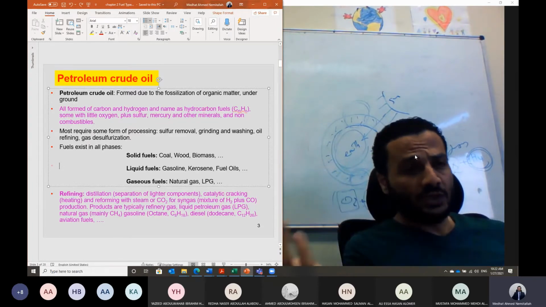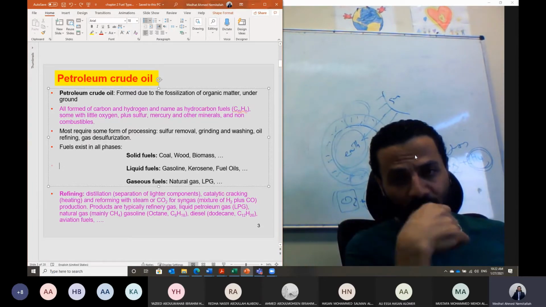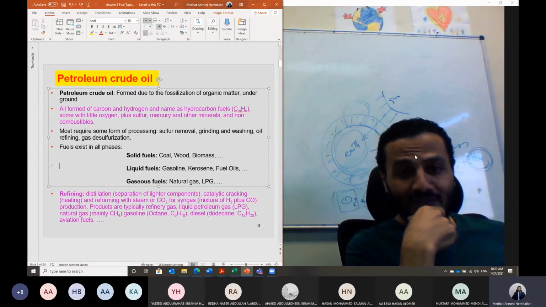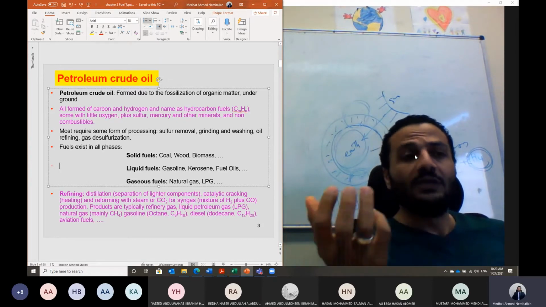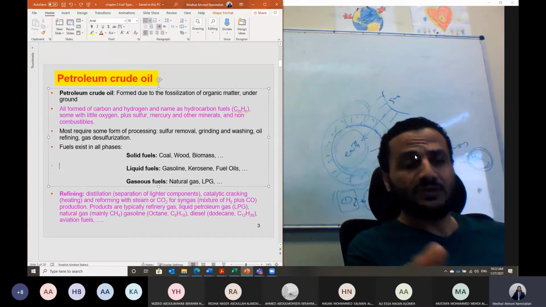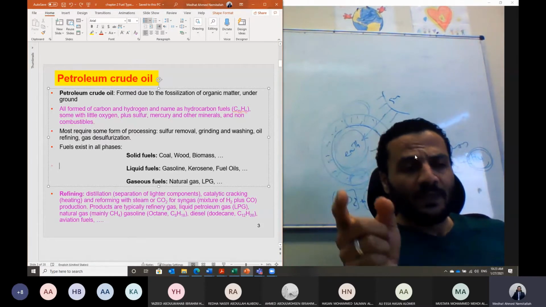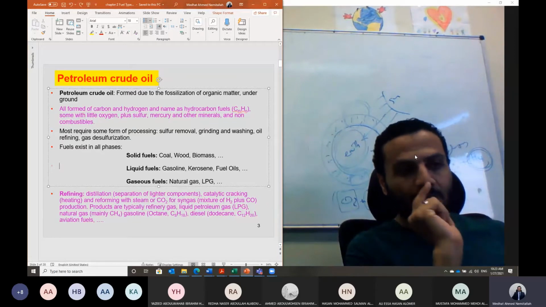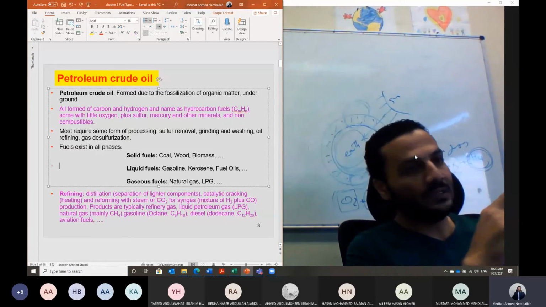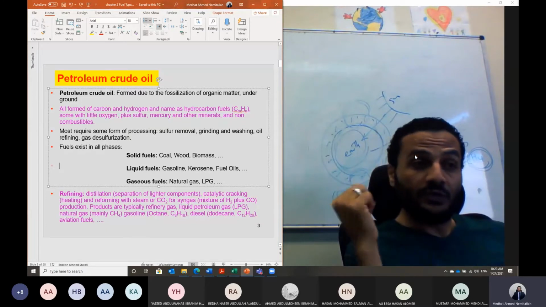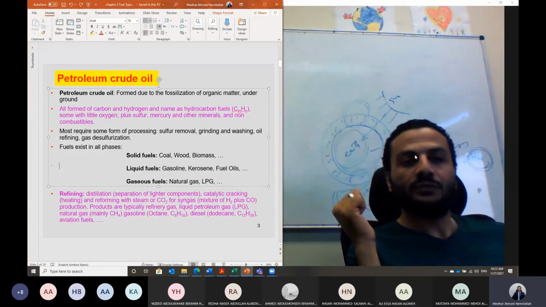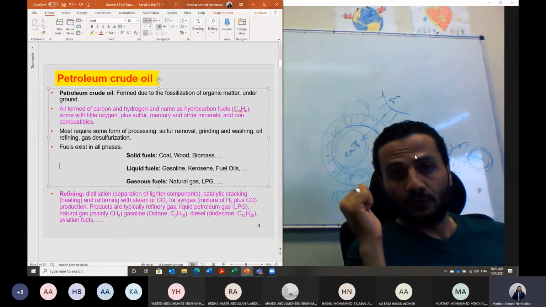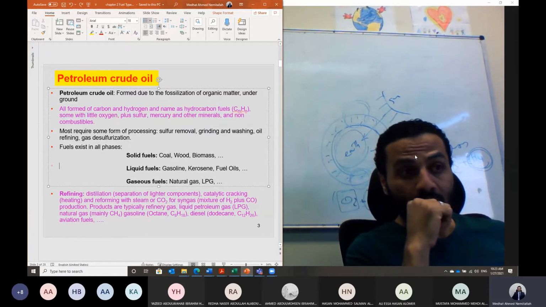We can convert it to methanol through a hydrogenation process. I think the chemical engineering guys here should be aware of that. Hydrogenation is a catalytic reaction of carbon dioxide plus hydrogen, and then we can convert it to methanol. I think there is a big factory here, one of the biggest in the world, existing in Al Jubail for the conversion of carbon dioxide to useful products like methanol.